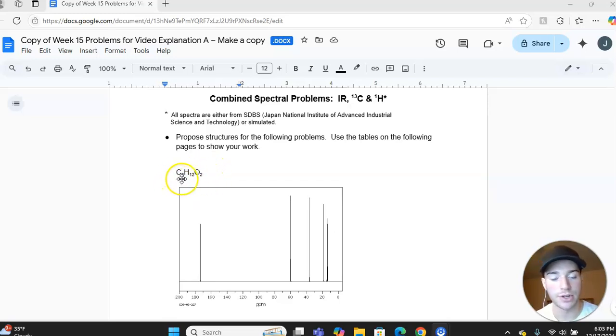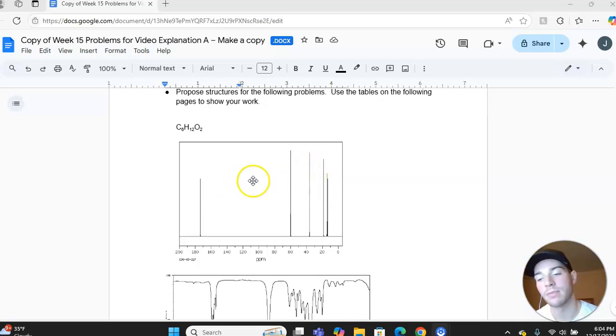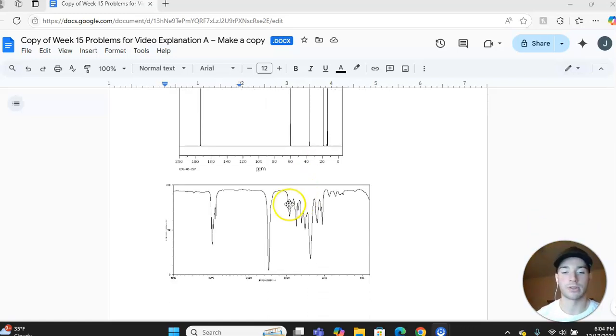The degrees of unsaturation was calculated by taking 2 times the number of carbons, which is 6, plus 2, which is 14, minus the actual number of hydrogens being 12. 14 minus 12 is 2, divided by 2 is 1. So that meant that there was one double bond or one triple bond within the molecule. Then from there, I looked at the IR spectrum.